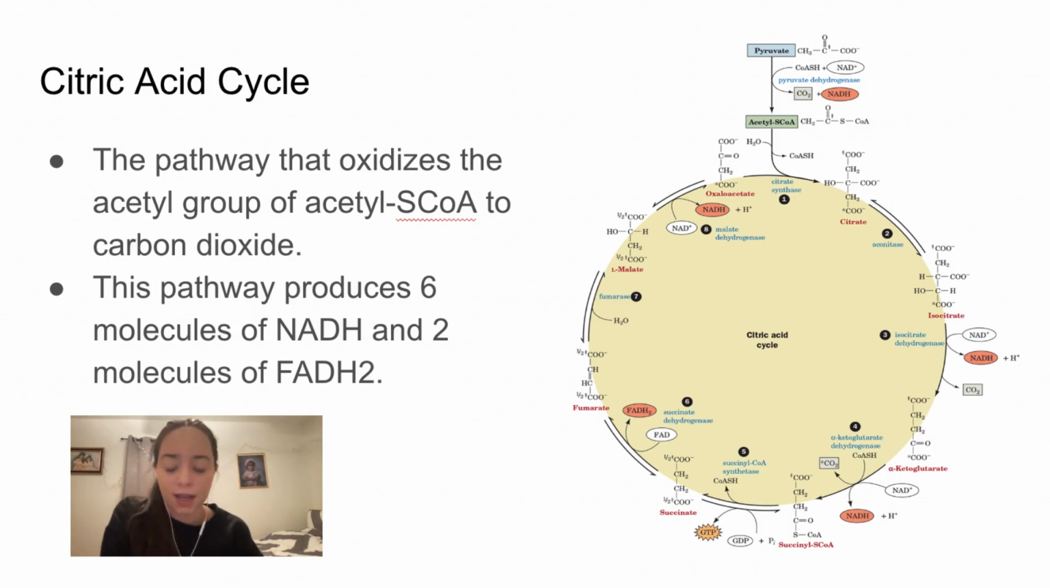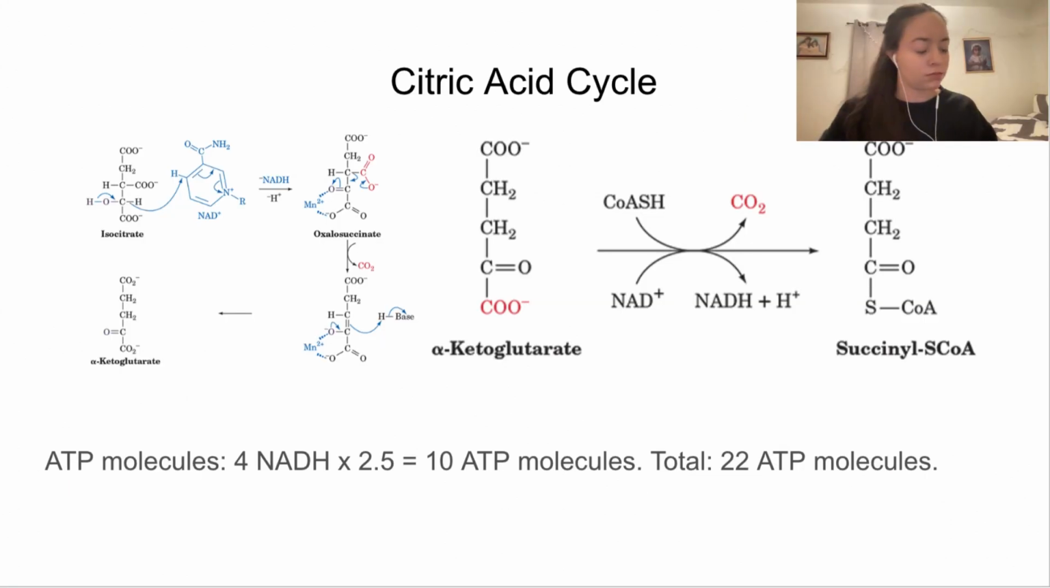Now we can enter the citric acid cycle where the acetyl group of acetyl coenzyme A will be turned into carbon dioxide. So in step 3 of the citric acid cycle, isocitrate is turned into alpha ketoglutarate with the help of isocitrate dehydrogenase, and this once again yields two molecules of NADH. Then in step 4, alpha ketoglutarate is turned into succinyl coenzyme A with the help of alpha ketoglutarate dehydrogenase. And now we're up to 22 ATP molecules.